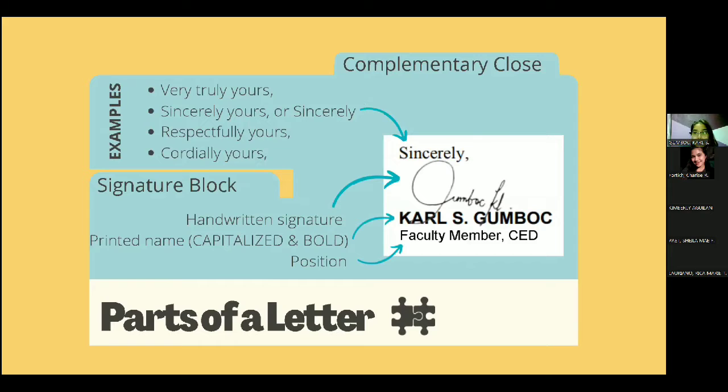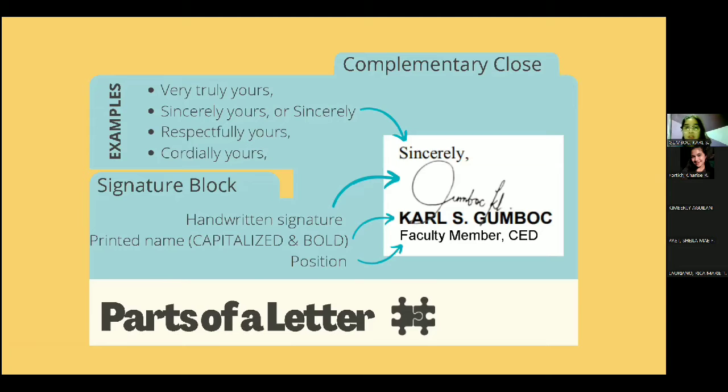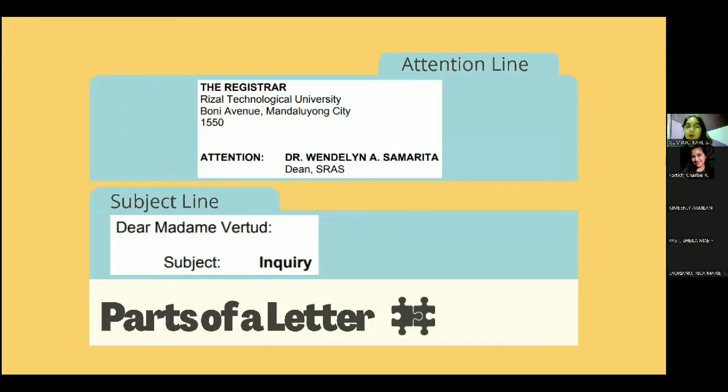Next is signature block. This line will include your first and last name and often includes a middle initial. Although it is not required, you may put your title beforehand to show how you wish to be addressed. If there is no signature, there is no binding effect or it is not legal. The format should start with a handwritten signature, followed by the printed name that is capitalized and bold and the position. Next slide, please.